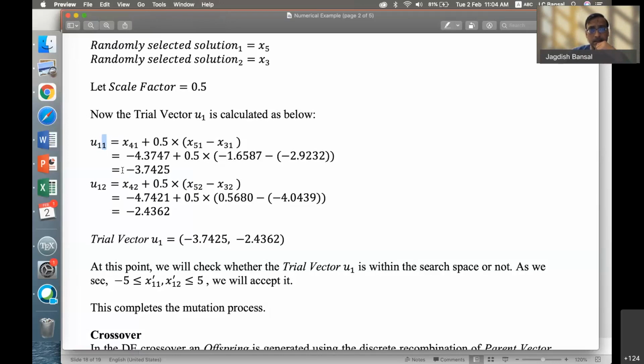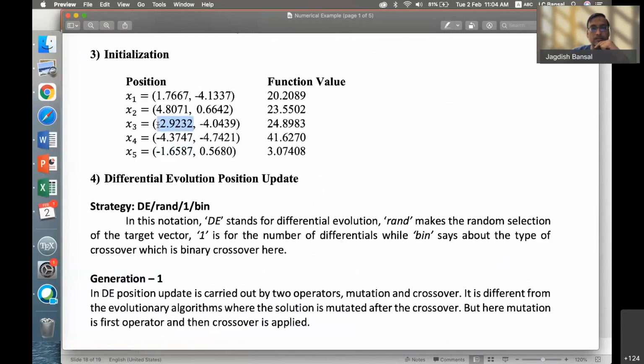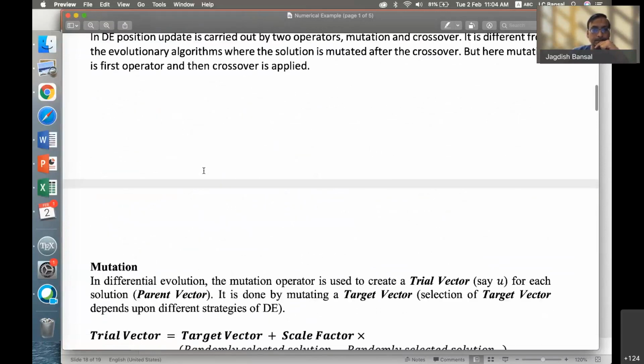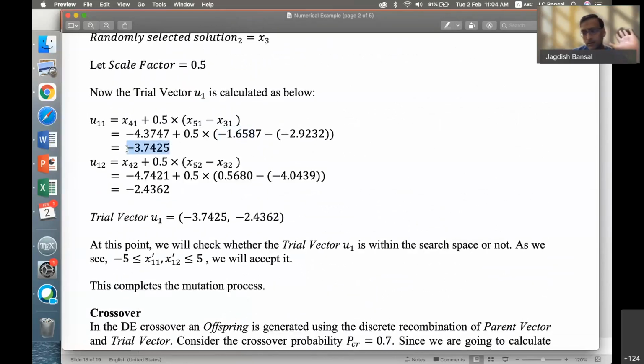So it is the target vector x4. For the first variable, you will select the first variable of the target vector. 0.5 is the scale factor multiplied by x5, and these two vectors, x5 and x3, are randomly selected. So they are first dimensions, right? And now you can see here x41. In this population, x41 is this, x51 is this, x31 is this, right? So all these values will be written here, and you calculate this u11. I hope I'm clear on this.